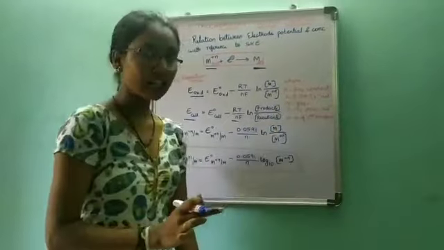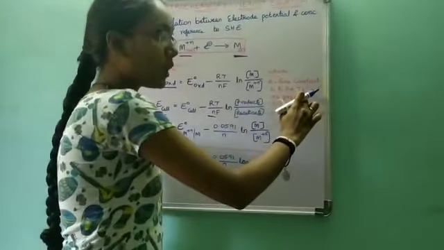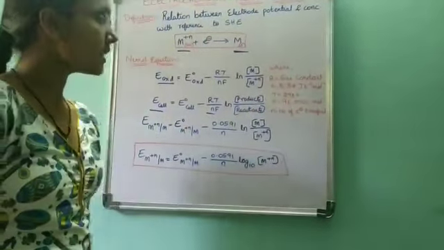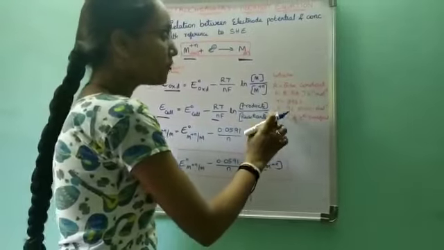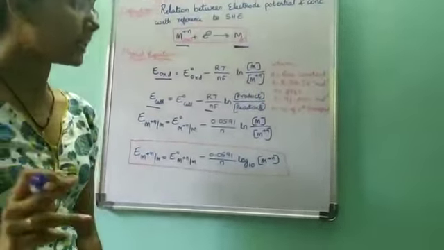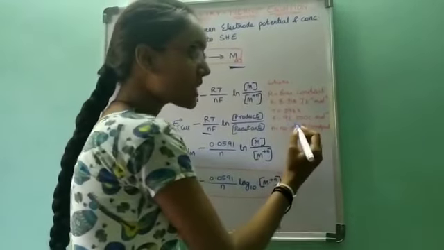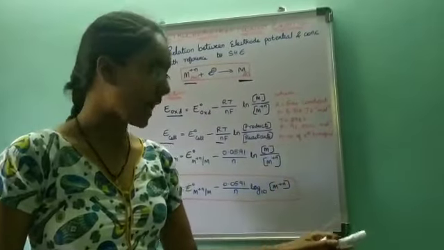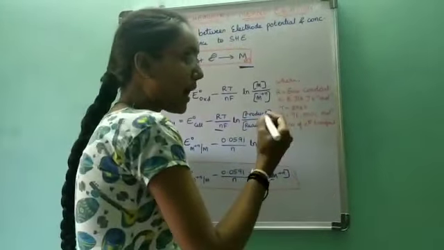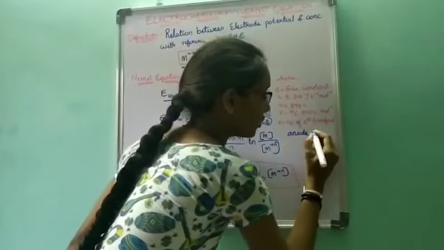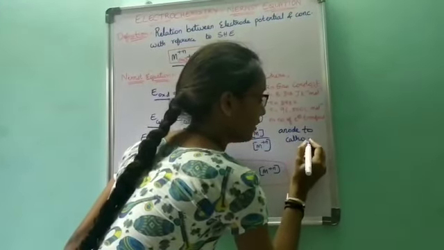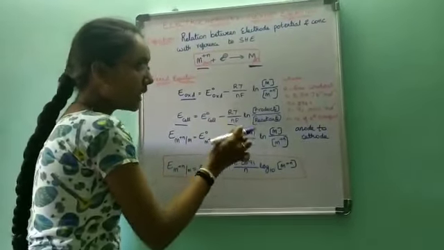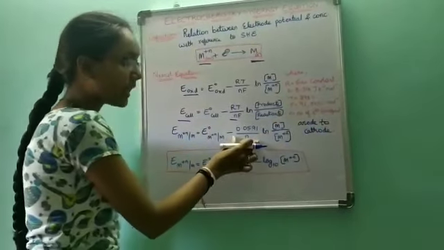The value of the gas constant is 8.314 joule Kelvin inverse mole inverse, and T is the absolute temperature in Kelvin, that is 298 Kelvin. F is 1 Faraday, the value of Faraday is 96,500 coulombs per mole, and N is the number of electrons transferred from anode to cathode.